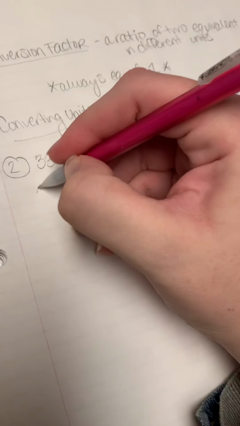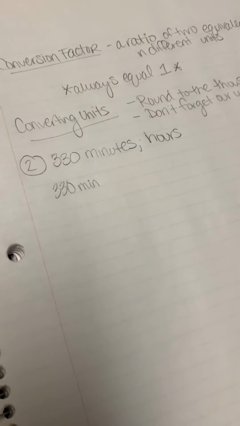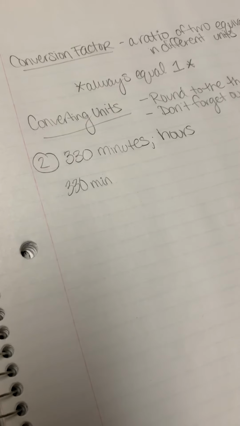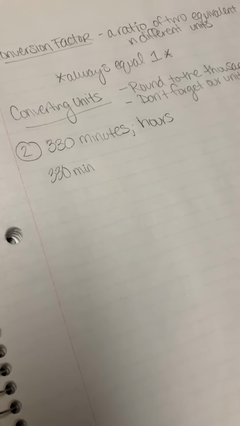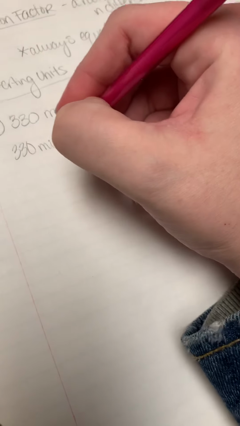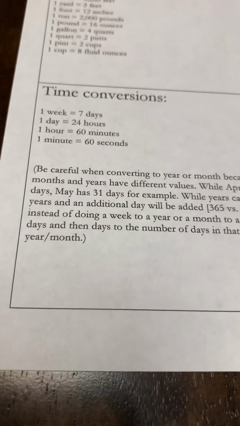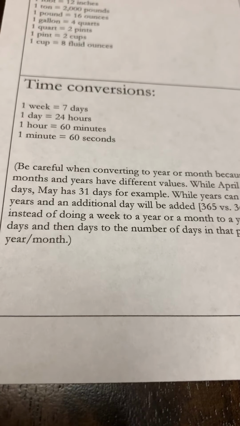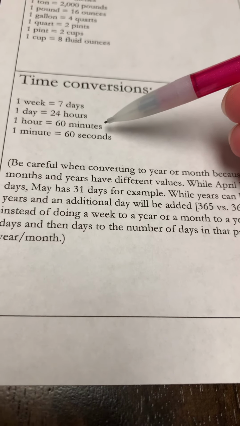So the first thing I'm going to start with is writing down what I have. And you can shorthand as long as it's something that is known. Okay, I wouldn't put 330 M, but MIN for min is a very common way of shortening minutes. Okay, and I want to multiply that by a conversion factor of something that will help me convert minutes to hours. So looking at my conversion sheet, what information tells me about minutes and hours? That would be my third option. 1 hour is equal to 60 minutes.